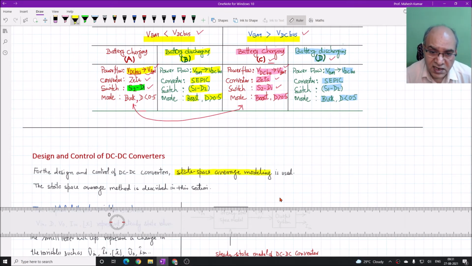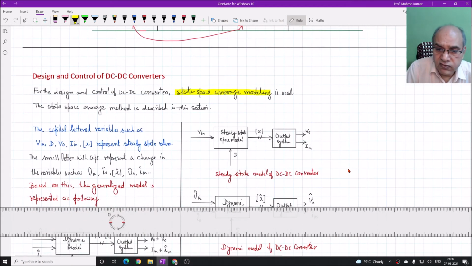In fact, the state space average modeling can be used for any system which has switched functions, because switching alters the state of the circuit, and for on it is a different state, for off it is a different state. So there are two states, and these two states have to be averaged to study the design and the control characteristics. Now, as the name indicates, state space average, so it is average of the two states, that is on and off.